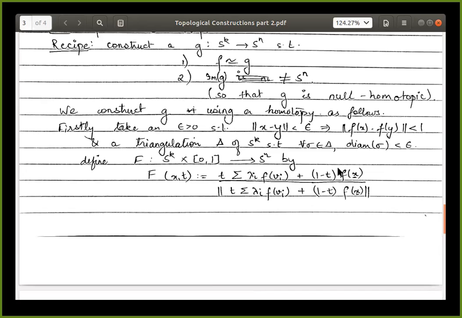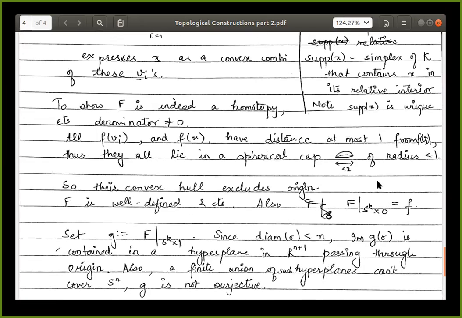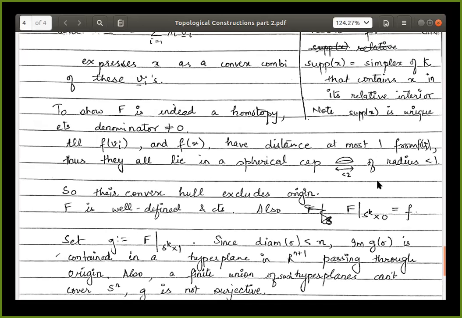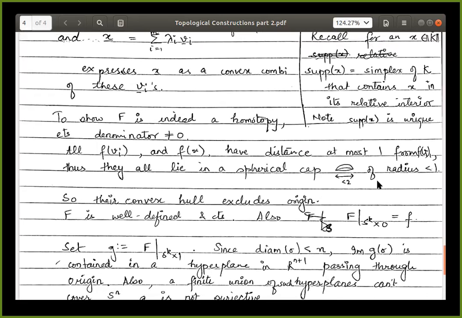So this is nothing but the convex hull of all these points, right? Therefore, this entire point is not hitting the origin, and hence this is non-zero, and therefore this entire thing is in Sn, and its continuity now anyway follows. Therefore, F is a homotopy. It's a well-defined continuous map, which defines a homotopy from f to another map.